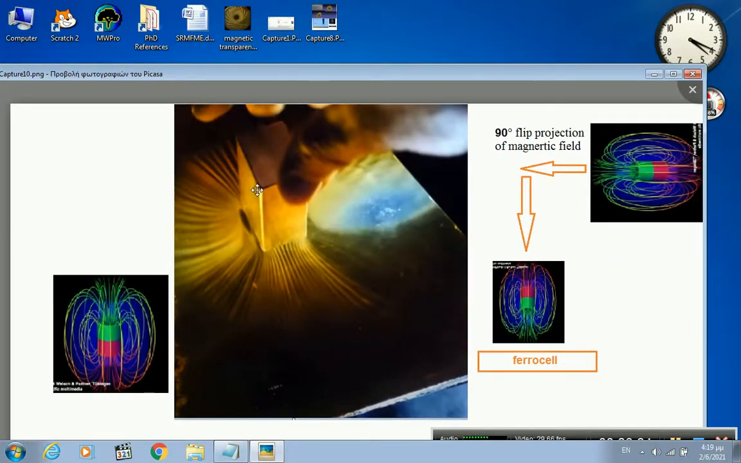So the pole here is on this long side, and nevertheless it gets flipped and projected. Here is the ferrocell surface. Here is the magnetic field, as on the way he is holding the magnet. So here is the pole, which is the long side, and the field gets flipped and projected nevertheless again on the cell surface.